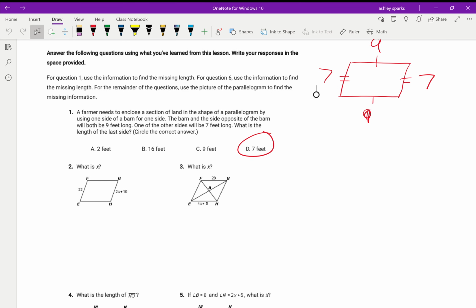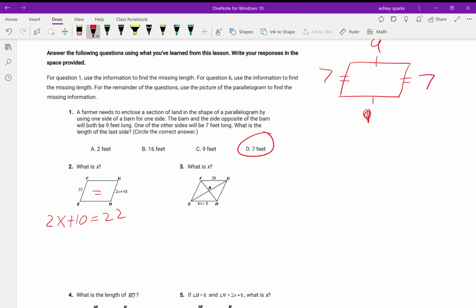So for instance here at number 2, I see I have opposite sides, which means this 2x plus 10 should be the same as that 22, which gives us a nice two-step equation to be able to solve for. If you've forgotten your two-step equations, there's lots of places to look. You can reach out for help.